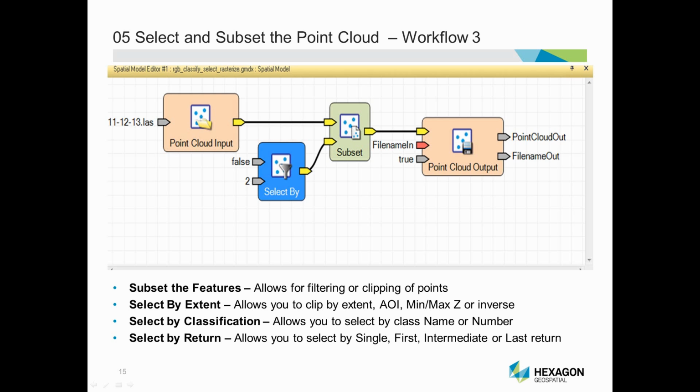You can also select by classification. So if all you're interested in is, say, the water layer, the water values, you can select just that one class and output that point class, and then maybe go rasterize it if you want to, and then maybe run a buffer on it, that kind of thing.